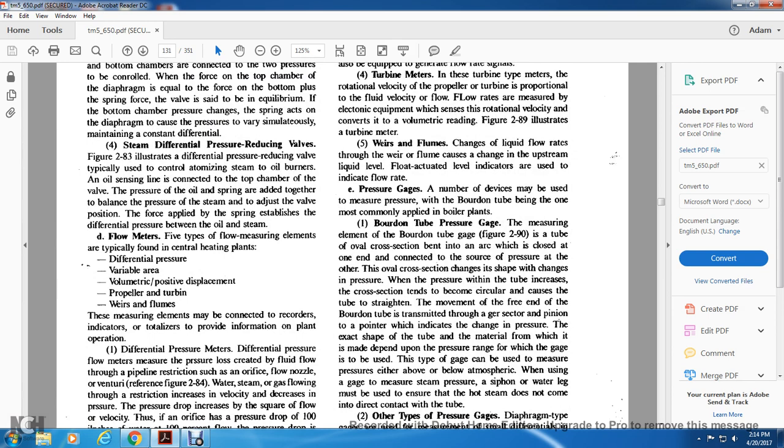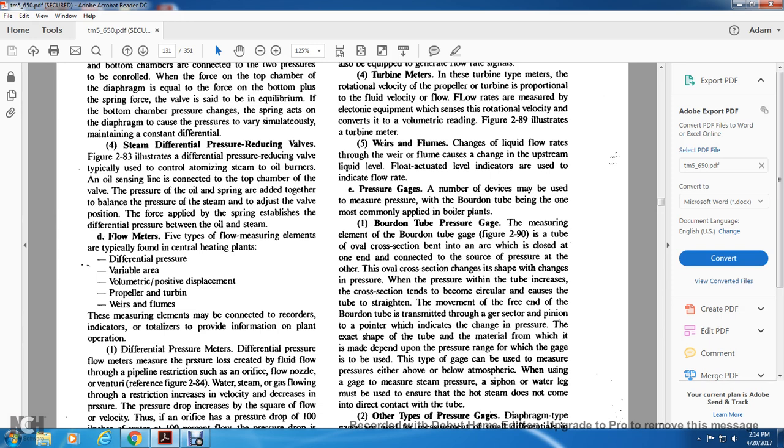Bourdon tube pressure gauge. The measuring element of the Bourdon tube gauge, figure 290, is a tube of oval cross section bent in an arc, closed at one end and connected to the source of pressure at the other end. The oval cross section changes shape with the change of pressure. When the pressure within the tube increases, the cross section tends to become circular, causing the tube to straighten. The movement of the free end of the Bourdon tube is transmitted through the gear sector and pinion to the pointer, which indicates the change of pressure.